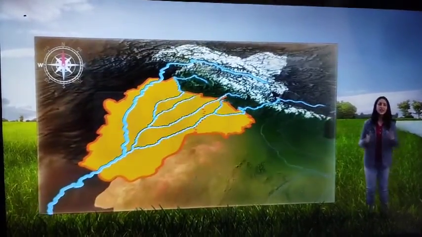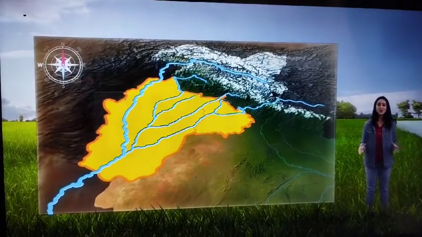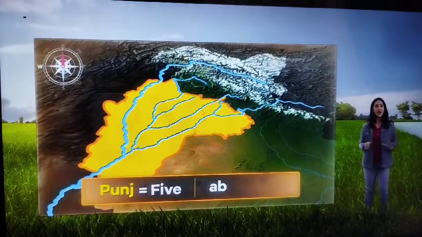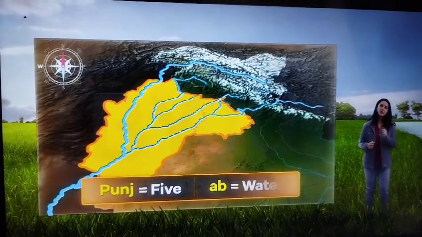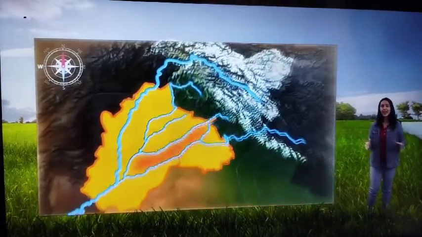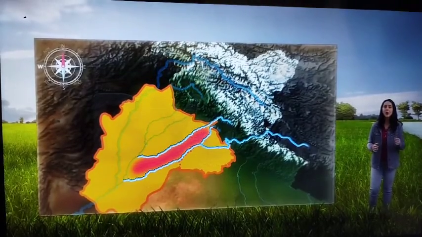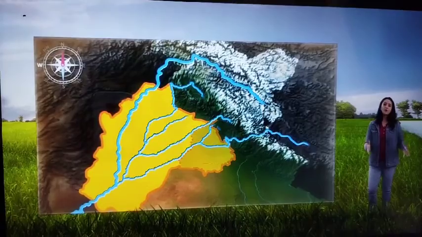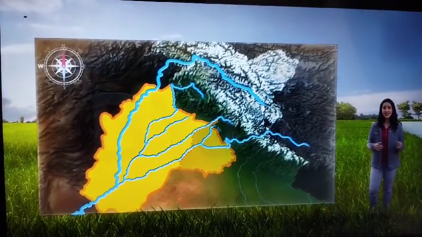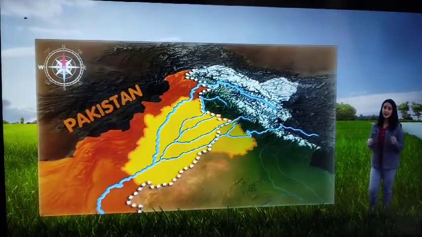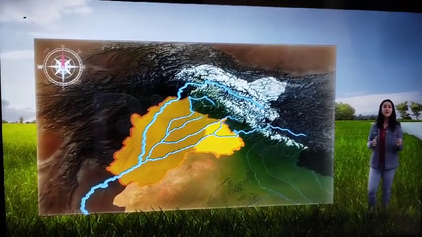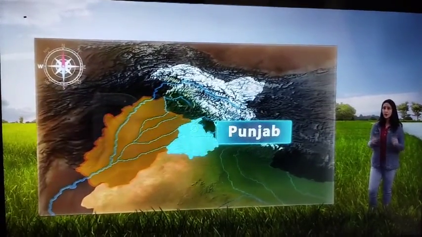These 5 rivers are the reason why this region is called Punjab. Panj means 5 and Ab means water. And the areas between 2 rivers are called Doabs. Most of the area of the Punjab plains actually lies in Pakistan. In India, the Punjab plains, as the name suggests, cover the state of Punjab.